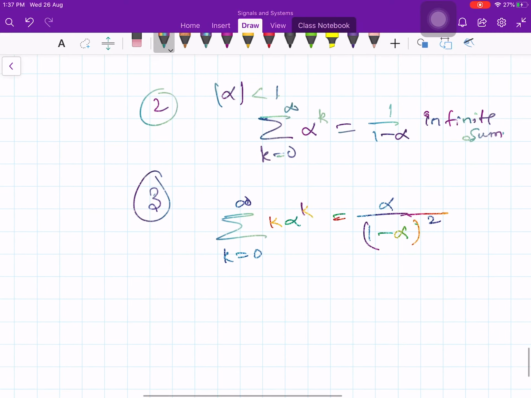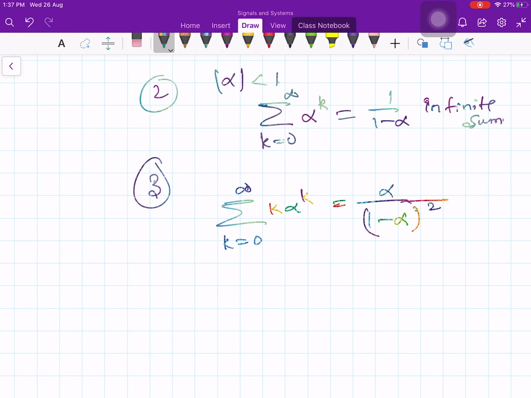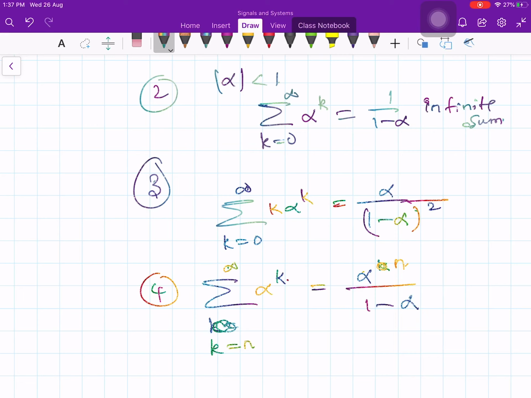And the fourth formula is, these are 3-4 important formulas, please remember. It starts from k equal to n to infinity of alpha to the k. This is alpha to the n divided by 1 minus alpha. Okay, so please remember this formula.